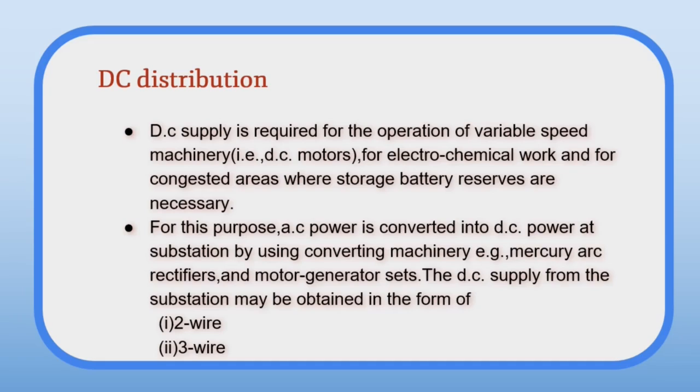Now coming to DC distribution. DC supply is required for operation of variable speed machinery, for electrochemical work, and for congested areas which store battery reserve. Now this DC distribution system is classified into two categories, that is 2-wire DC distribution and 3-wire DC distribution.